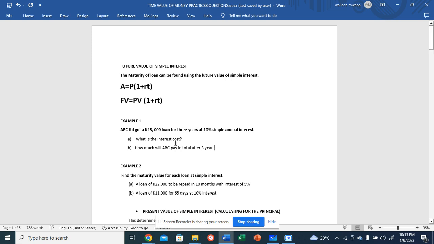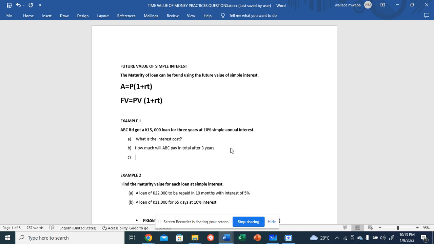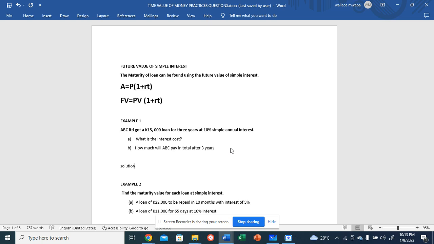All right, so ABC Limited got a 15,000 loan for 3 years at 10% simple interest. What is the interest cost? Very simple. We remember this formula: interest equals principal times rate times time.